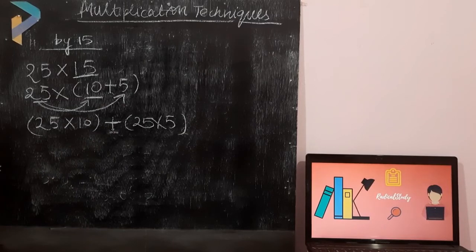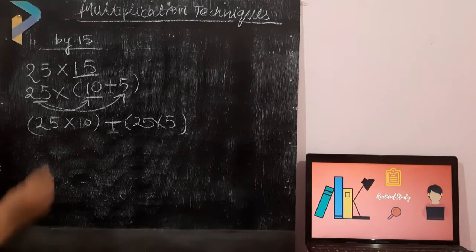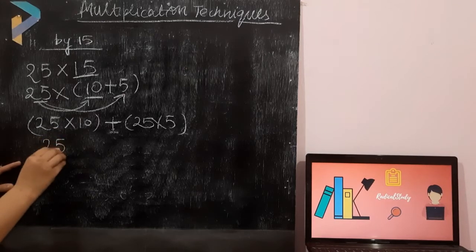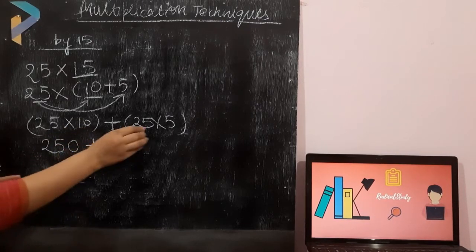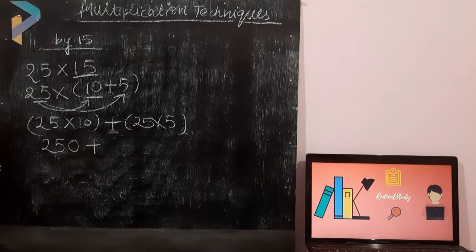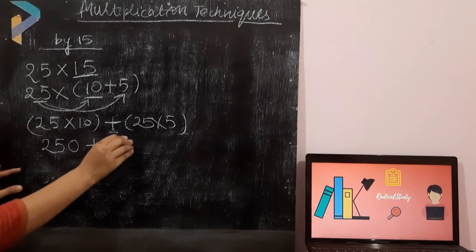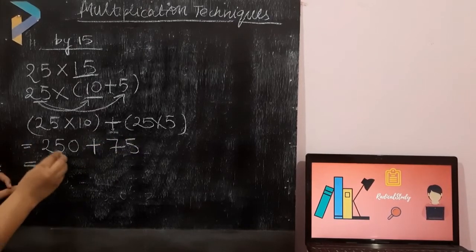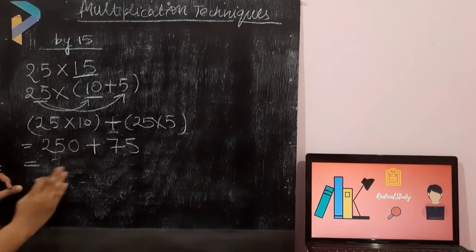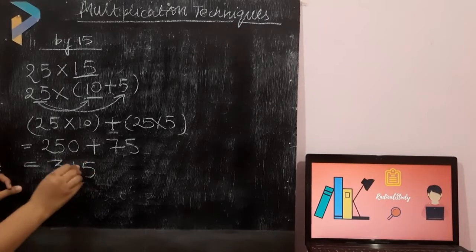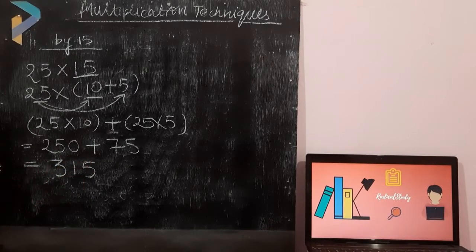Now as I explained in the previous video, 25 multiplied by 10: just count the number of zeros. How many zeros are there? One zero. So we will write 250. Now 25 multiplied by 5. What is 25 fives? 25 fives is 125, no wait, as said, 75. Now it is very easy to find the product. It will be 5 plus 7 is 12. So the answer will be 315. So this was the multiplication technique of any number by 15.